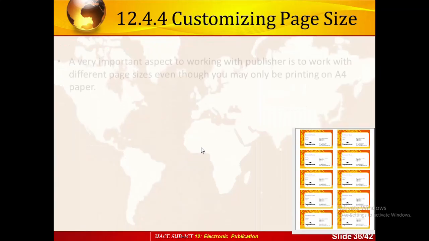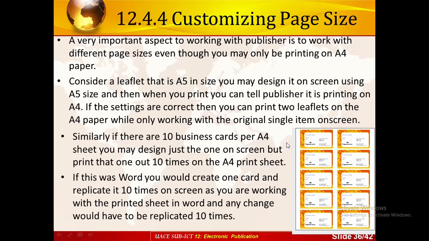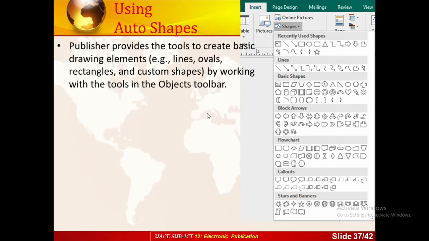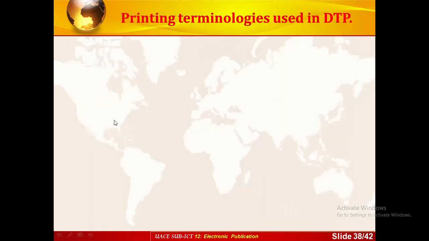Then you can look at customizing the page size after designing your stuff or your certificate or your banner or anything. You can always try to customize the page size and either put it on F4 or F5, or you can even multiply the business cards, like putting 10 business cards into one page of a given size or shape. Then we have shapes, where we have lines, circles, rectangles, and so many other shapes. You can always use them.